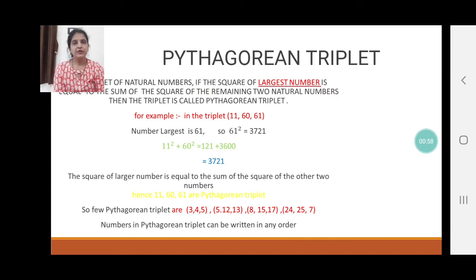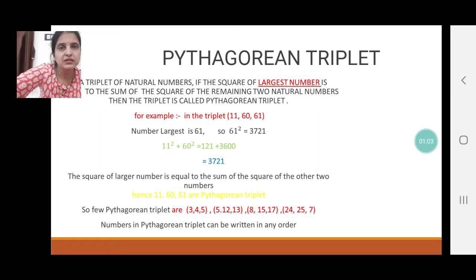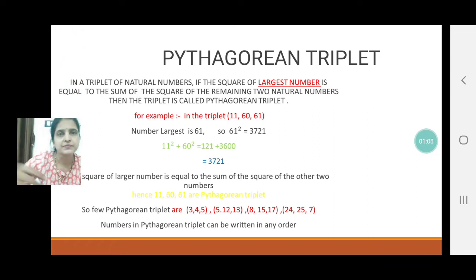The next topic is Pythagorean triplet. Now what does the Pythagorean triplet say to us? The Pythagorean triplet says to us that if there are any three natural numbers, then the square of the largest number is equal to the sum of the squares of the remaining two natural numbers. Then the three numbers are known as a Pythagorean triplet.